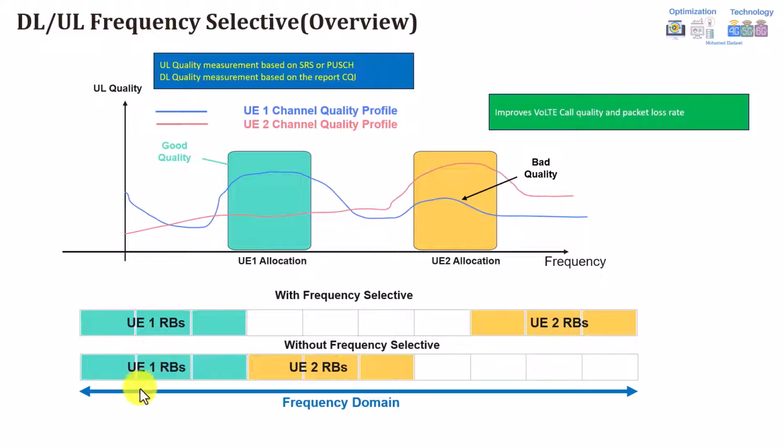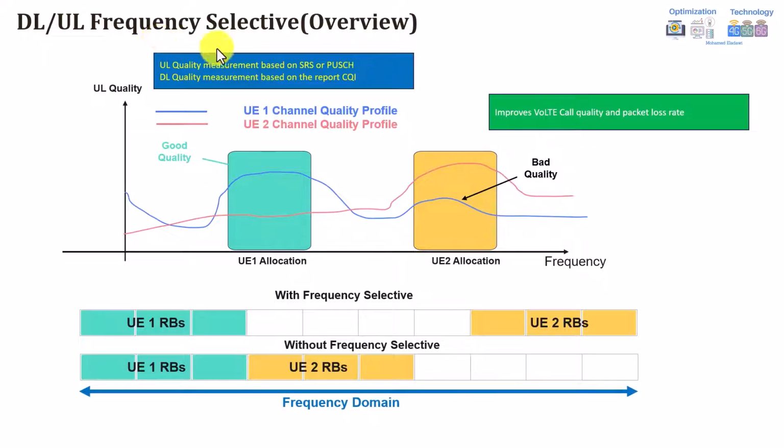Assume that user one required, for example, 4, 3, RB, 10 RB, whatever. Then the eNodeB will start assigning in a sequential manner. Once it's done assigning here, it will start assigning for user two. It's not taking the radio condition of these particular frequencies into consideration.